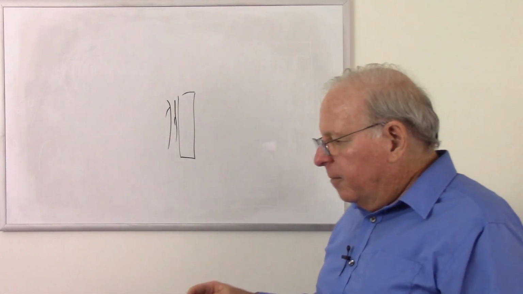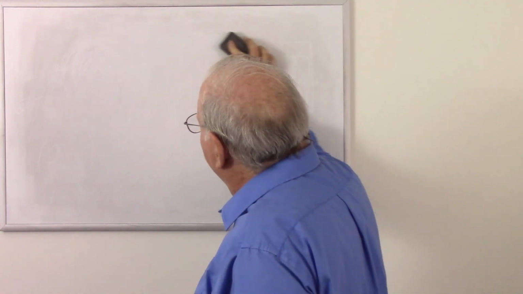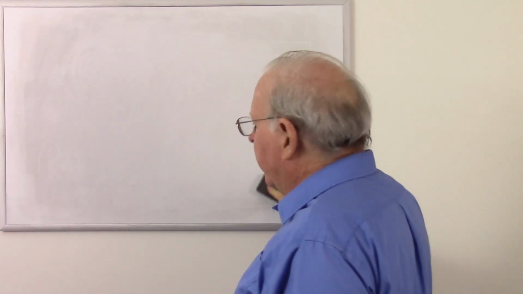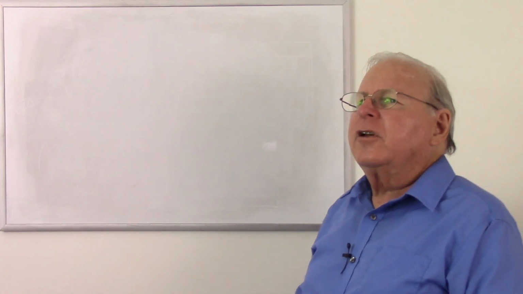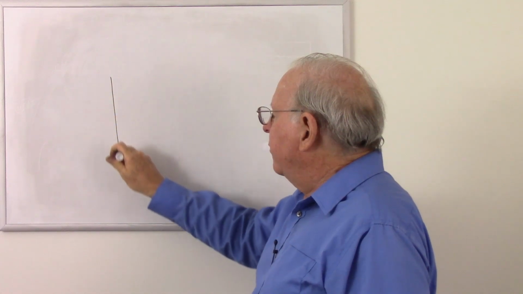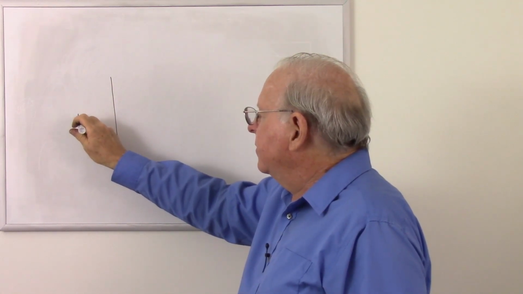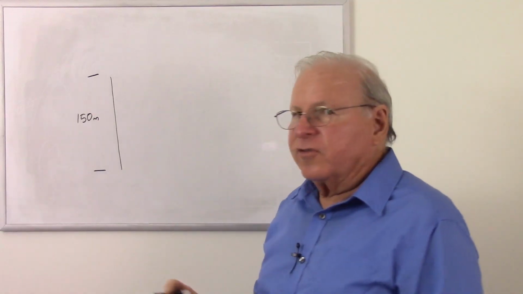So the next thing I want to talk about is electromagnetic waves. And so there's a number of ways to create these. I'm going to look at what I think is the best one to start with, and that is to go out into space and just have a wire that is 150 meters long. Just a straight piece of wire.